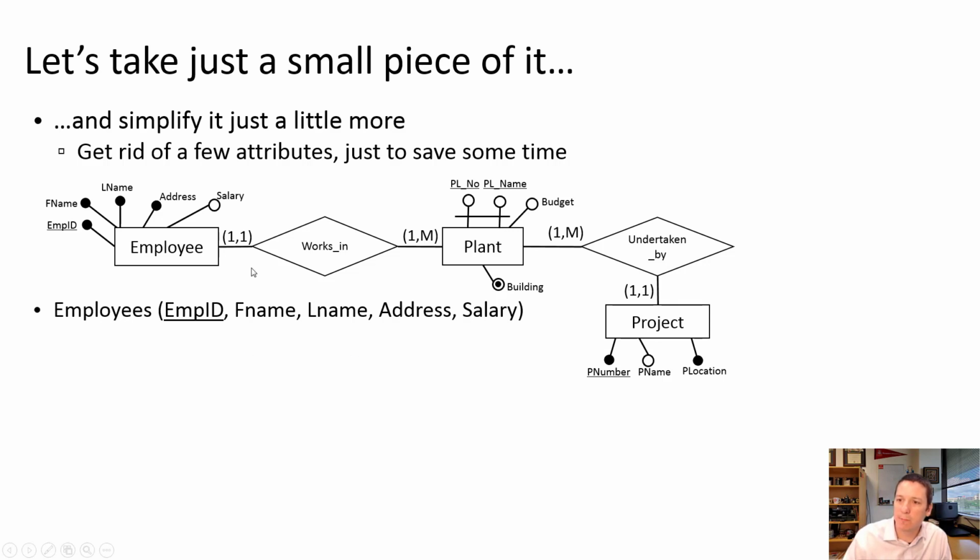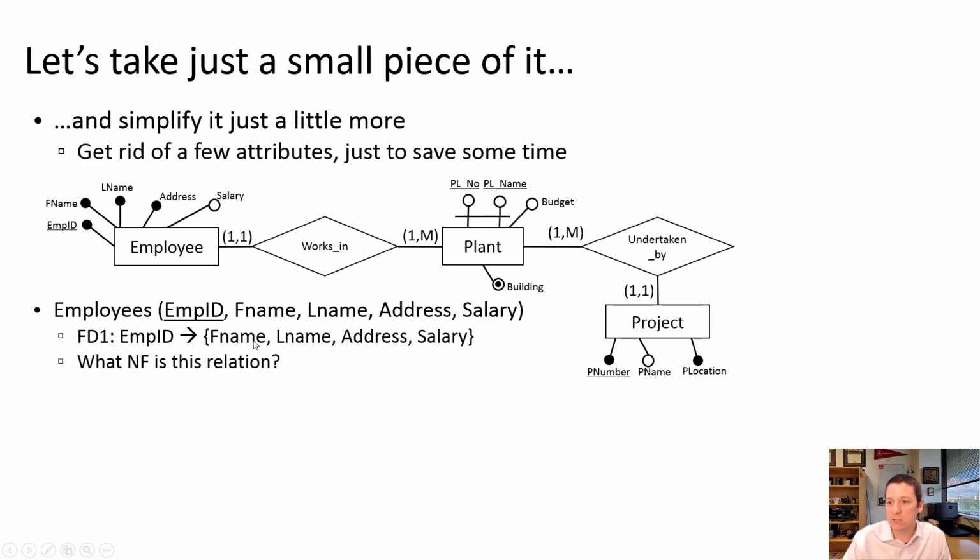So we have these relations, employees, with 5 attributes: emp ID, fname, lname, address, and salary, and just one functional dependency that emp ID functionally determines first name, last name, address, and salary. So this relation is, at this point, because there are no partial dependencies, no non-key attributes being determined by just part of the primary key, it's in at least second normal form, and it appears that all of our non-key attributes are being functionally determined by the primary key, so we have no transitive dependencies, so we're in third normal form. That's a good place to be.